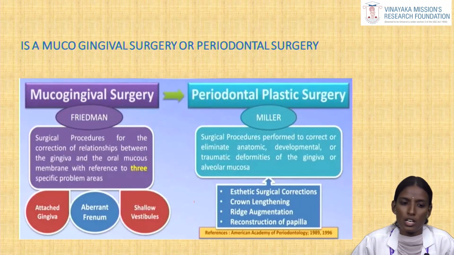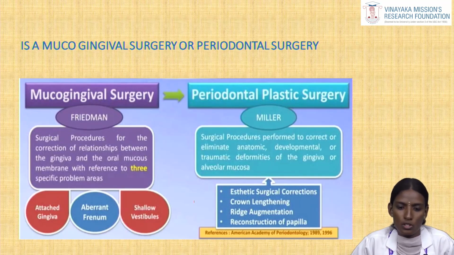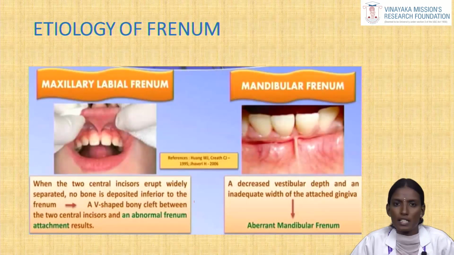Is it mucogingival surgery or periodontal surgery? Mucogingival surgery, as Friedman said, is a surgical procedure for the correction of the relationship between the gingiva and the oral mucosal membrane, which refers to three specific problem areas: attached gingiva, abnormal frenum and shallow vestibule. Is it a periodontal plastic surgery? Miller says it is a surgical procedure performed to correct or eliminate an anatomical, developmental or traumatic deformity of the gingiva or mucosa. The labial frenectomy is done for aesthetic surgical correction, crown lengthening, ridge augmentation and reconstruction of papilla.